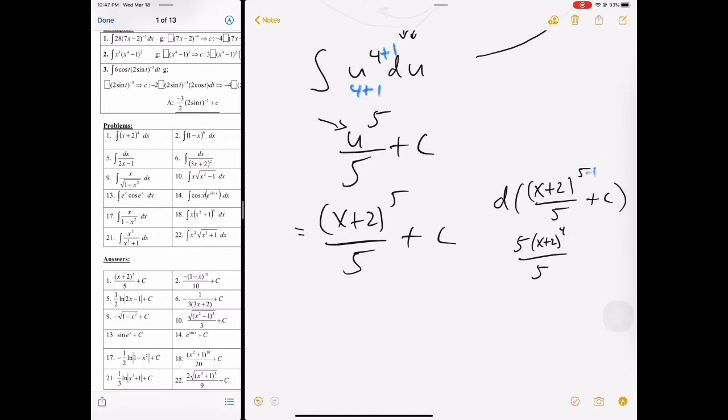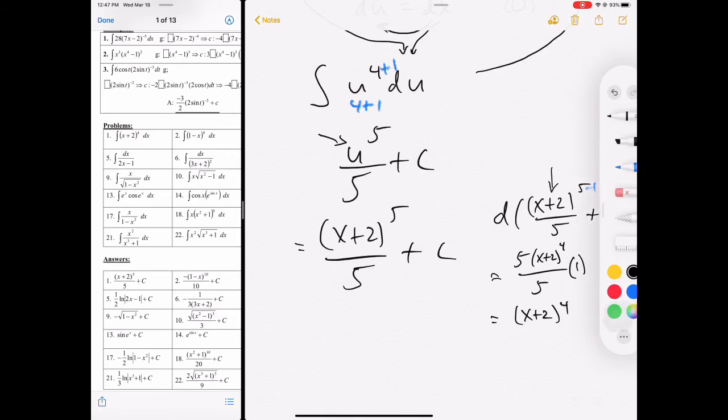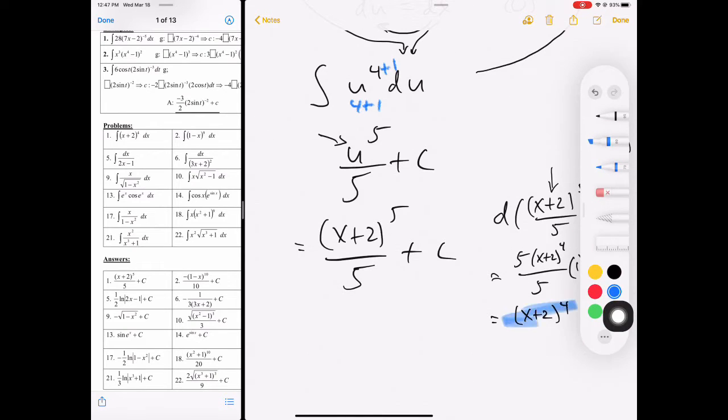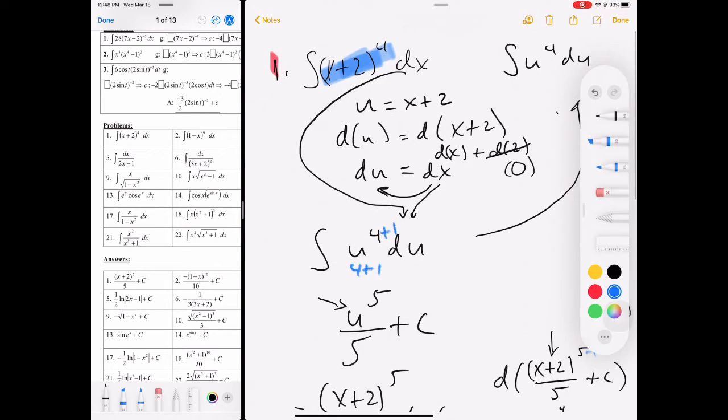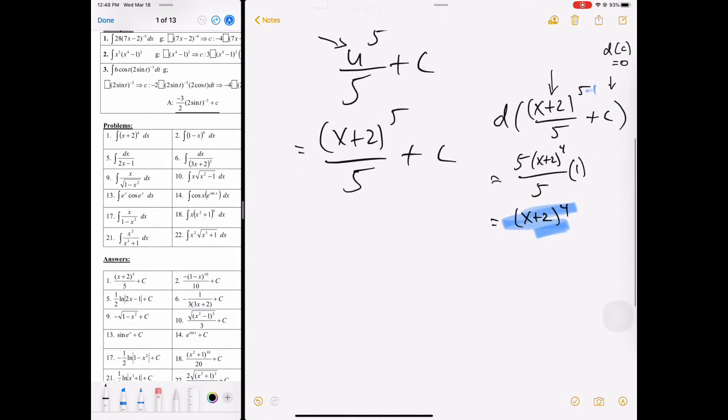all over 5. Chain rule says, what's the derivative of x plus 2? That's just going to be 1. And what's the derivative of a constant c? That gives us 0. Let's clean this up. It'll be x plus 2 to the fourth power, which is back to where we started, right? That's where we started over here. Oops, my mistake. So we start right there. So you can always double check by taking the derivative and seeing if we get what we originally started with.